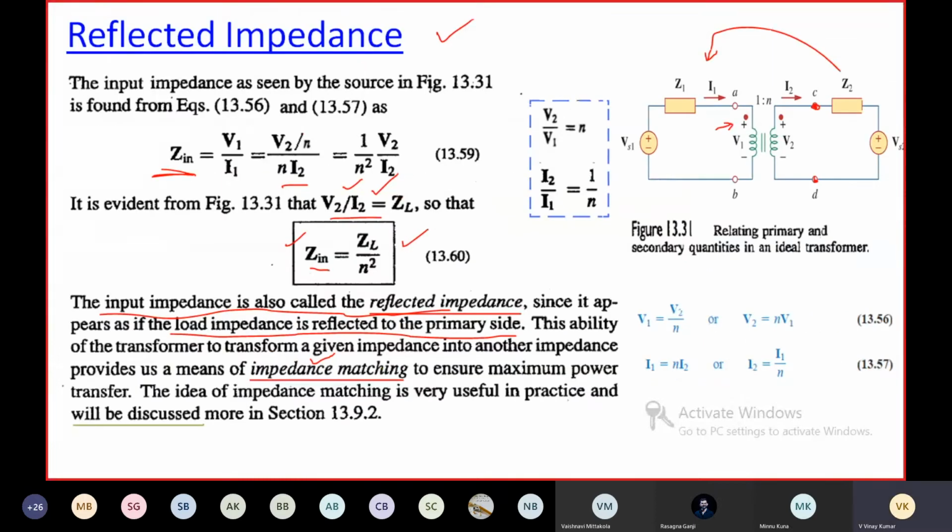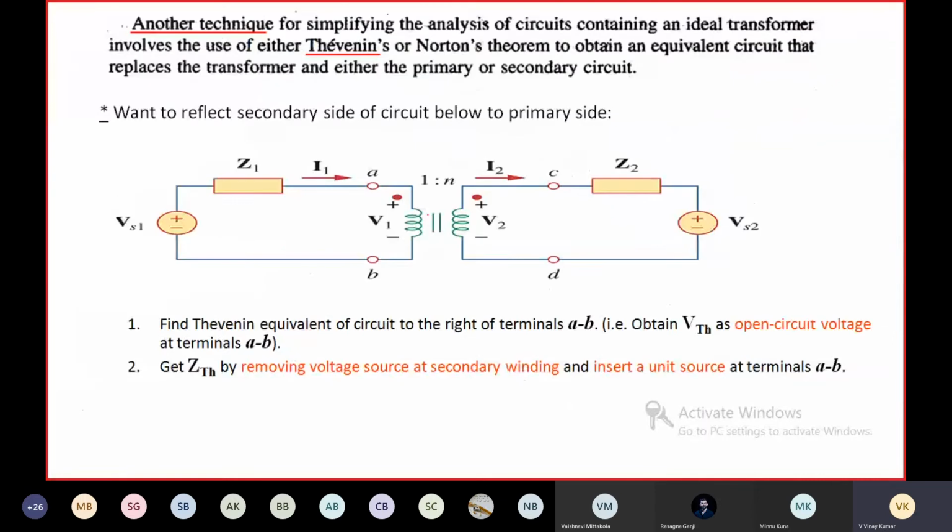We are going to derive this. We are going to get the reflected impedance using Thevenin's theorem. Here, first you find the Thevenin equivalent of the circuit to the right of the terminals. That means you are going to find Thevenin's voltage between these two terminals, then you are going to find Thevenin's impedance between these two terminals.